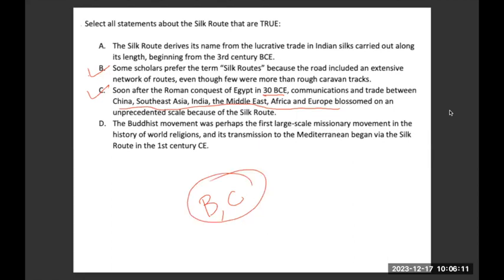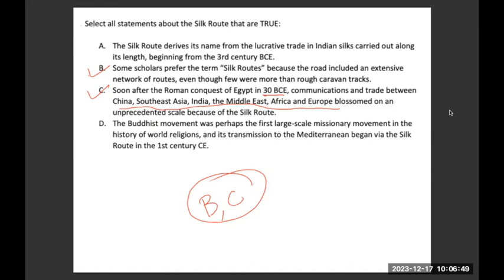I don't know why. Why can't it be D? The Buddhist movement was perhaps the first large-scale missionary movement in the history of world religions, and its transmission to the Mediterranean began via the Silk Route in the first century CE. For the D part, Kavya, I have been looking at it. It actually began between the first and the third century BC, and they were using the Silk Route during that time.